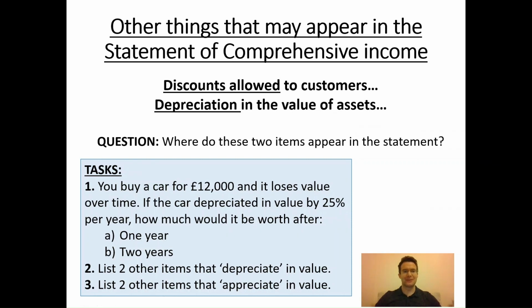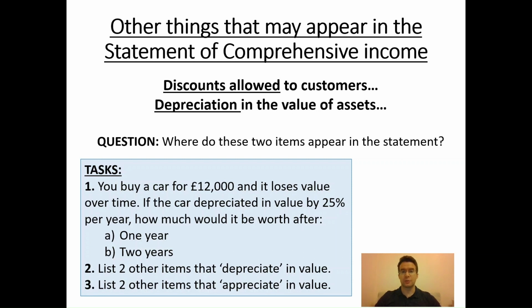The first one, you buy a car for 12,000 and it loses value over time. If the car depreciated in value by 25% per year, how much would it be worth after 1 year? Now, after 1 year, as we take away 25% of 12,000, the car would be worth 9,000. So in that year, the depreciation value that we put in the expenses category of the Statement of Comprehensive Income would be 3,000. That's how much is depreciated by. Essentially, that's how much value the business has lost.